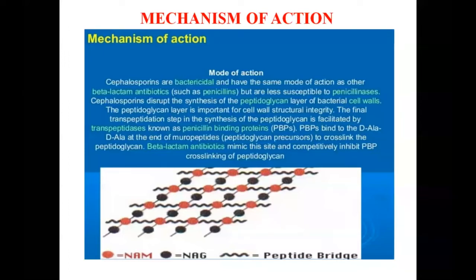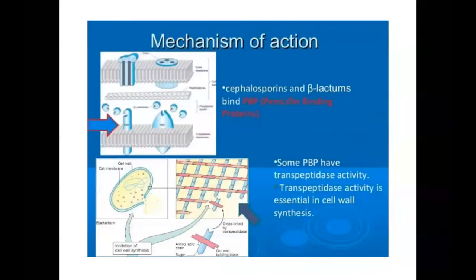The N-acetylglucosamine and N-acetylmuramic acid are responsible for cross-linking between the peptide chains of the neighboring strands, and these are responsible for providing the stability and rigidity to the cell wall. So you can understand how important the transpeptidases, that is the penicillin binding proteins, are for the cell wall synthesis. And beta-lactam antibiotics will inhibit the cell wall synthesis by inhibiting the transpeptidases. So this diagram will explain it better.